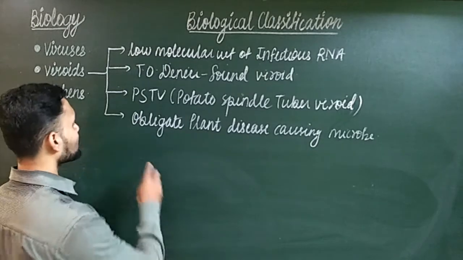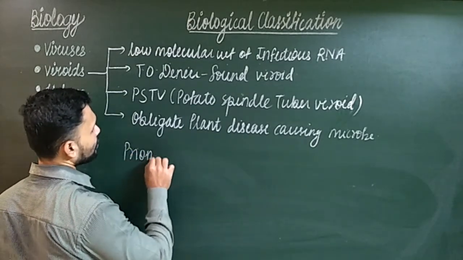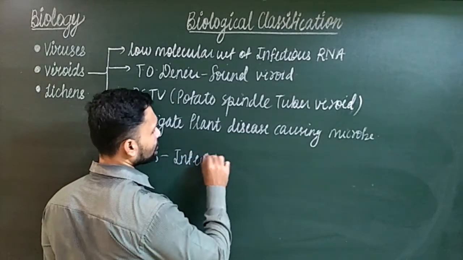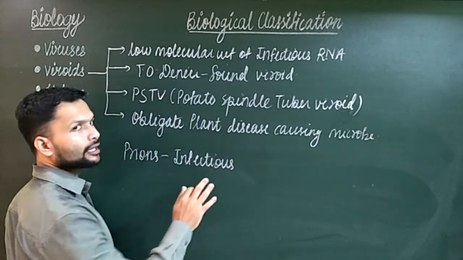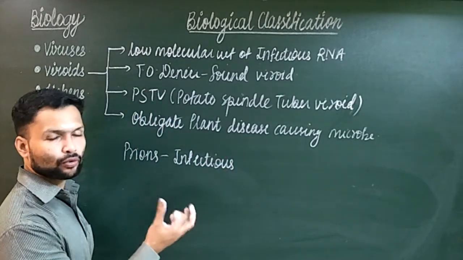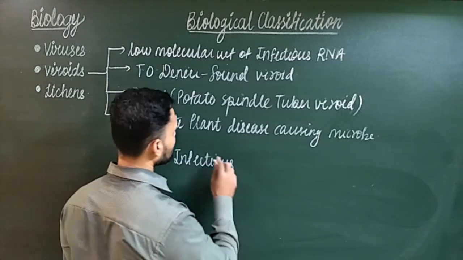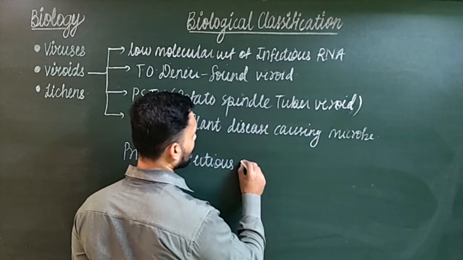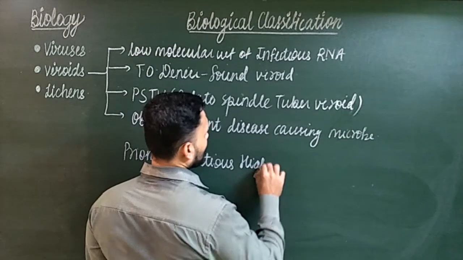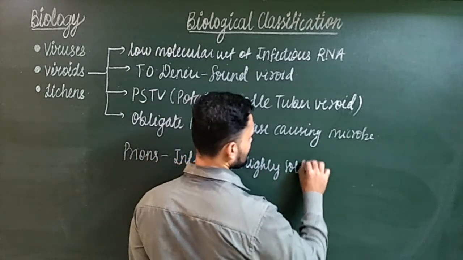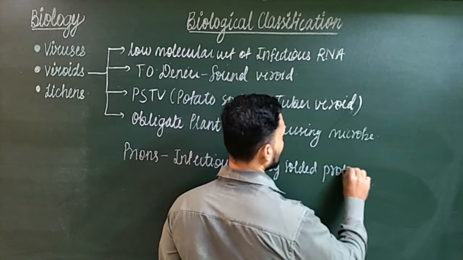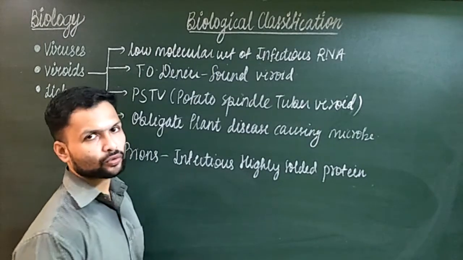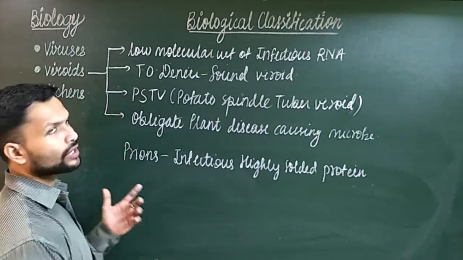Similar to viroids, one more thing is prions. Now these are the opposite of this: they are nothing but infectious highly folded proteins. Viroids have RNA but no protein, while these are like capsids or protein, but they lack genetic material. They also cause some diseases in humans. So these are infectious, highly folded structural proteins, which are again disease causing, and they don't have any genetic material. Just remember these two things, viroids and prions.